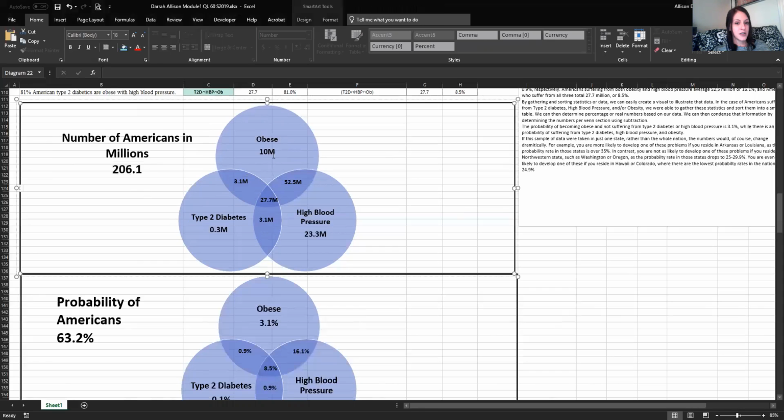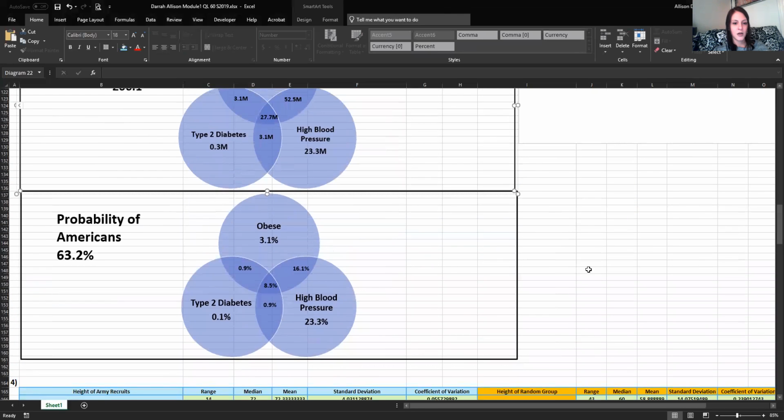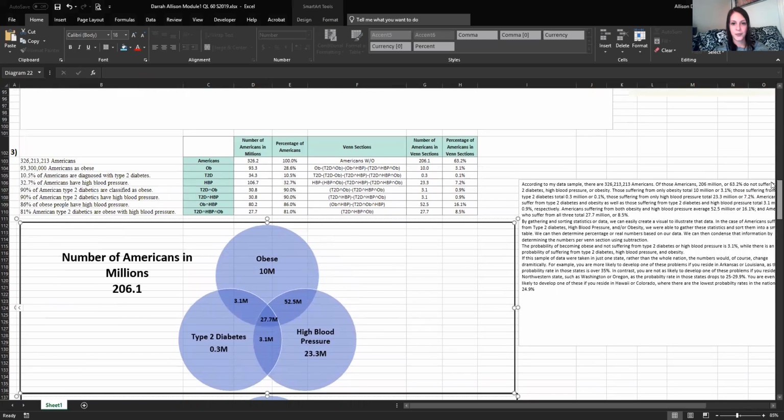So there's 10 million suffering from only obesity, 3.1 million. We already kind of went through this with both. So I illustrated that here. And then over here, the probability of Americans to have any of these is 63.2%. And then that's broken down into these different sections, which we calculated in the chart above up here.